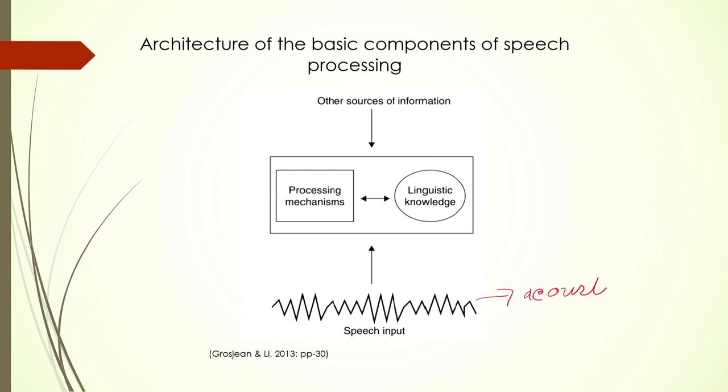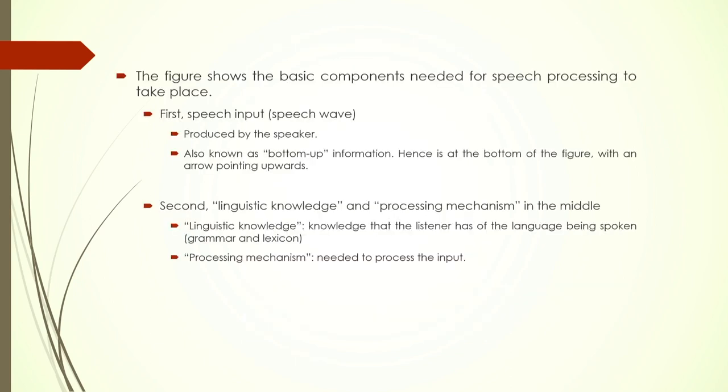As I said, right now as I am speaking, I am not speaking in words or sentences. This understanding of words and sentences happens at a later stage. So in the beginning, all we have is this waveform, this acoustic signal. And then this moves on to the next stage, where we have the processing mechanism. First and foremost, we have the speech input, which we will call the speech wave here. This is produced by the speaker, the somebody who is talking, and the listener picks up what the speaker says, and that is the acoustic input, the speech input.